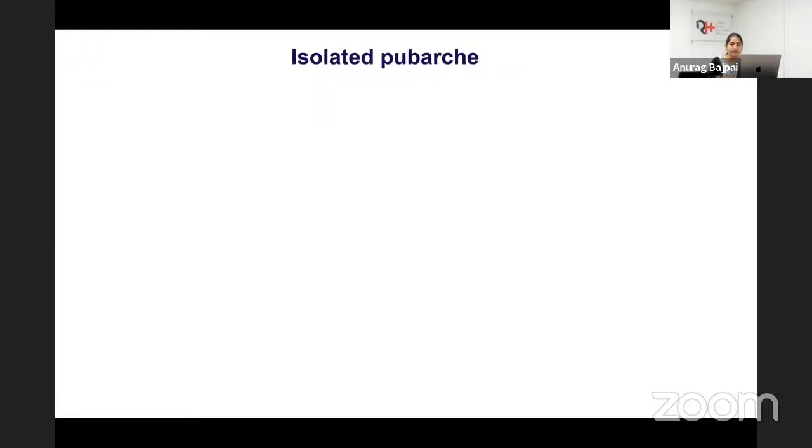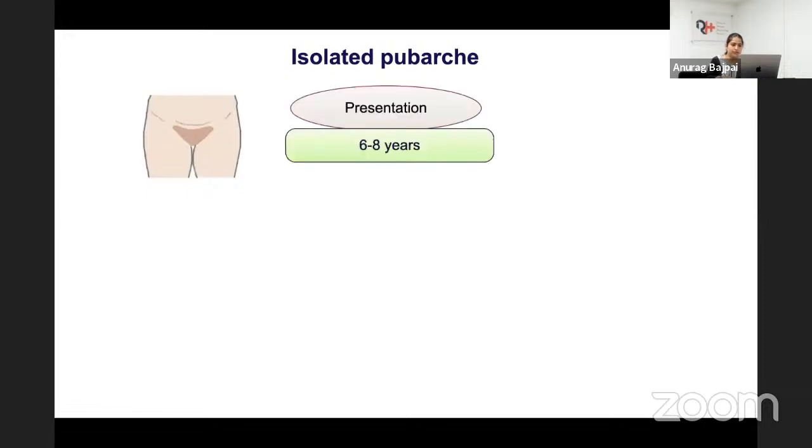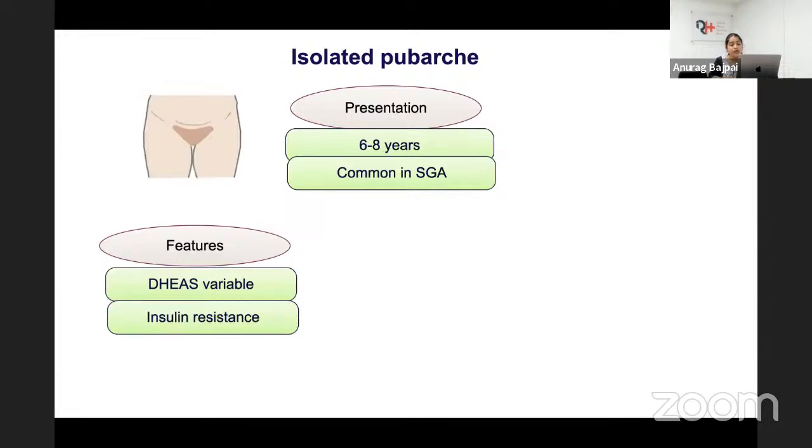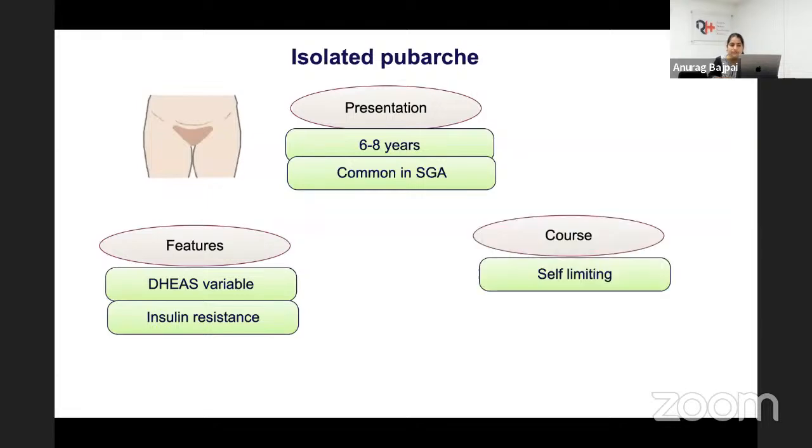I think this is a kind of physiological variant, with the appearance of the pubic hair slightly earlier. It typically presents during the age of 6 to 8 years, and it is commonly seen in SGA girls. They present with variable clinical features, and the DHEAS levels could be normal or slightly elevated. This could be the first sign of insulin resistance in girls with SGA. The course is usually self-limited, and no intervention is required here.